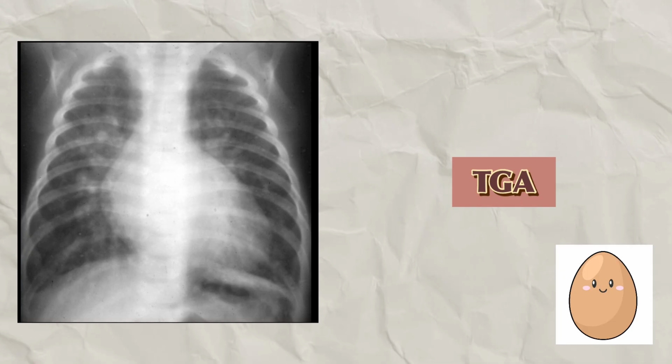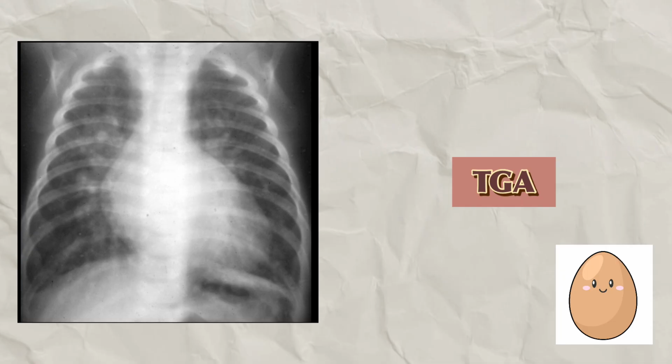Looking at the cardiac contours, there is a narrow mediastinum, giving the classic egg on a string appearance, where the heart appears egg-shaped and the superior mediastinum is narrowed. The lung fields show increased pulmonary vascularity, indicating increased pulmonary blood flow, which is common in the presence of an associated patent ductus arteriosus or a ventricular septal defect.